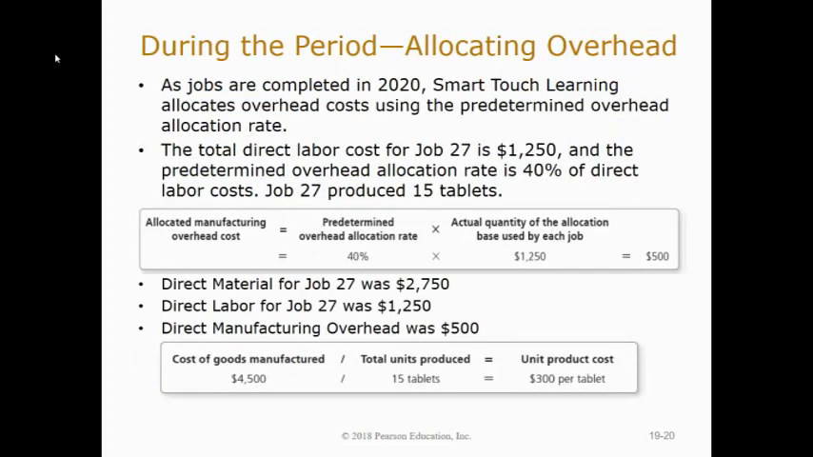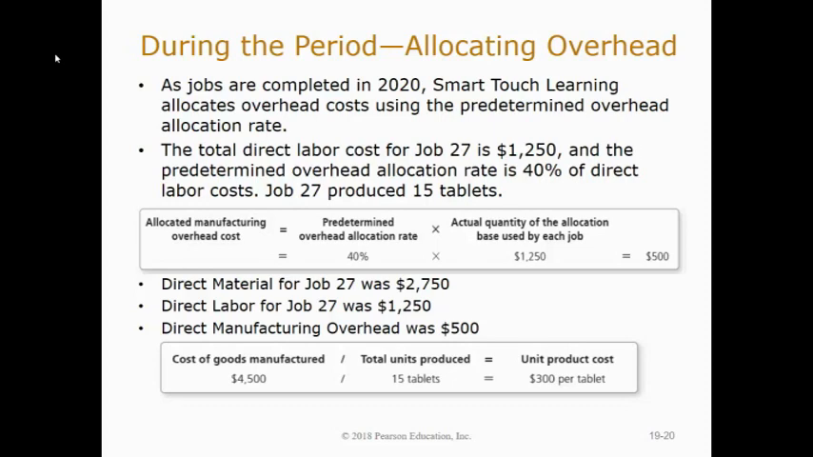So on job 27 that we are keeping track of in our job cost record, let's go and assume that the total direct labor cost for the job was $1,250. Well, we're using direct labor costs as our driver. So we need some kind of rate. We just determined that was 40%. If we're saying that each and every job we do, the overhead costs it causes to incur are going to be equal to 40% of the direct labor costs that we pay. Well, job 27 had $1,250 of direct labor costs, and 40% of that is $500.